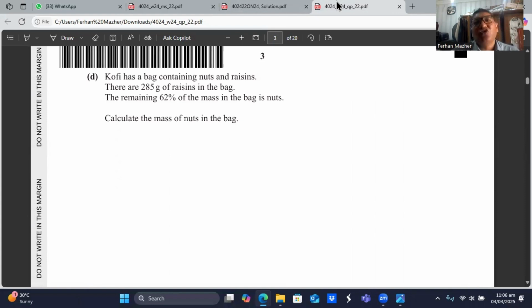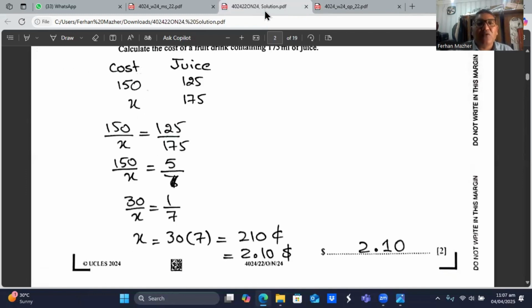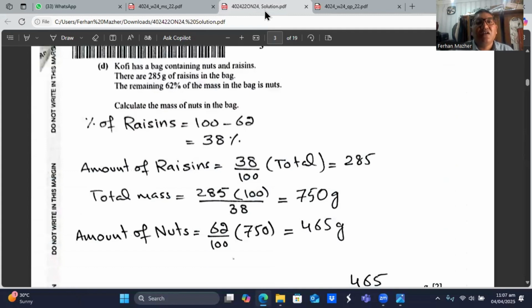Okay, so the amount of the raisin is given, and they have given the percentage of the nuts. So there are only 2 things. 62% is nuts, so the remaining 38% is raisin. We don't know the total mass of that whole thing, so first of all, I will find that, and then I will find out how much is the raisins. So the percentage of the raisins is 100 minus 62, because 62% nuts are there, and there are only 2 things in that bag. So 100 minus 62, that will be 38%.